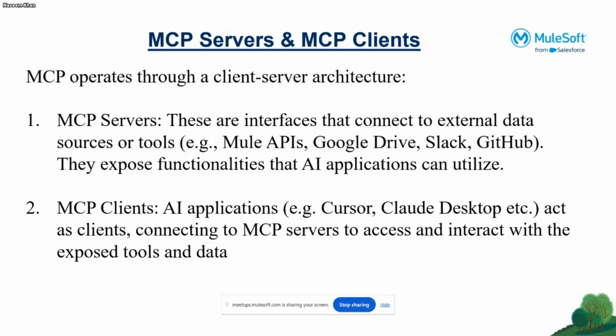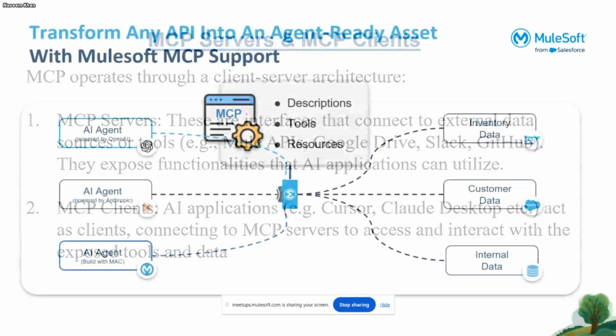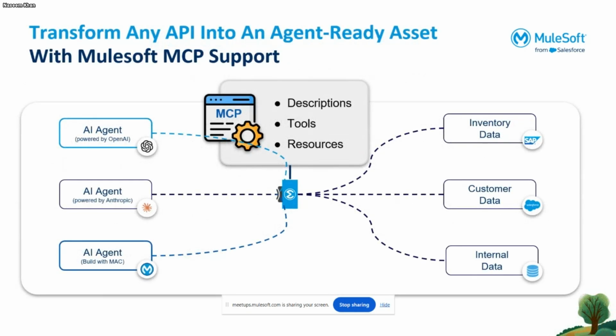So it acts as a client, and that connects to MCP servers to access those downstream data via those APIs. So two things are MCP servers and MCP clients, right? So yeah, this again transforms any API into an agent ready asset, meaning it's ready to use by an agent.